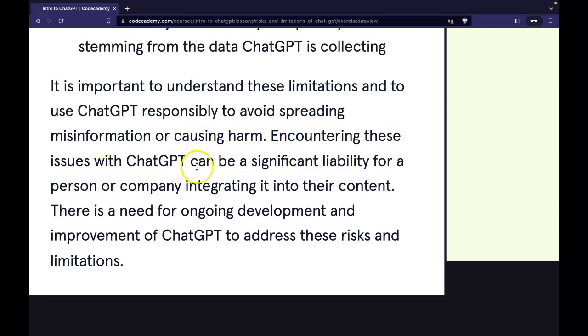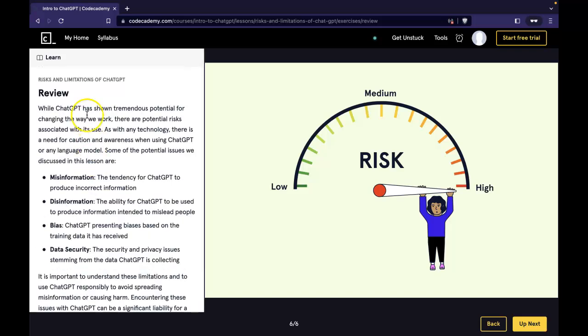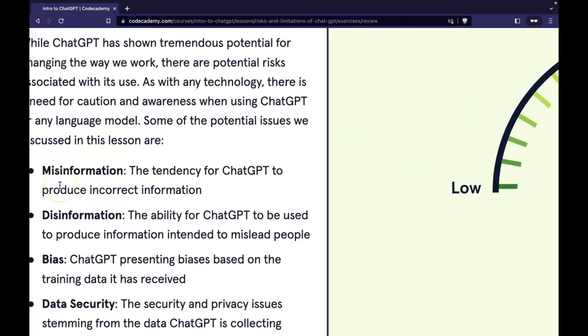Encountering these issues with ChatGPT can be a significant liability for a person or company integrating it into their content. There is a need for ongoing development and improvement of ChatGPT to address these risks and limitations. What this lesson is trying to teach us is there are risks and limitations to using ChatGPT. There's a tendency for ChatGPT to produce incorrect information sometimes.